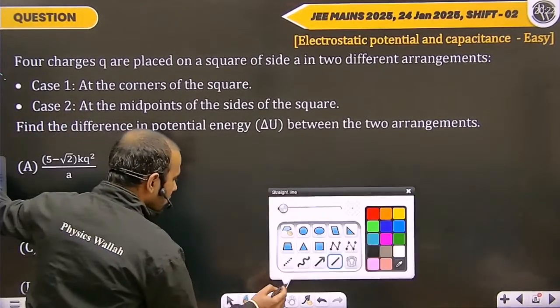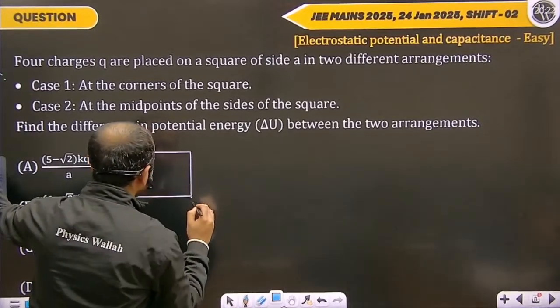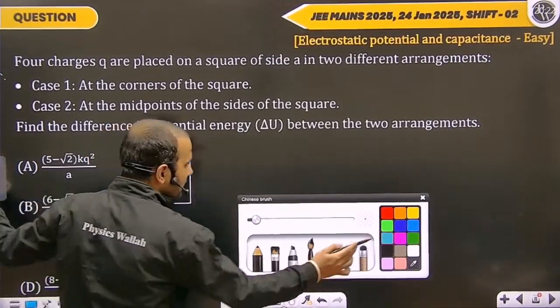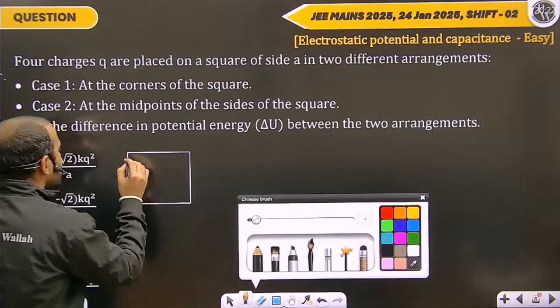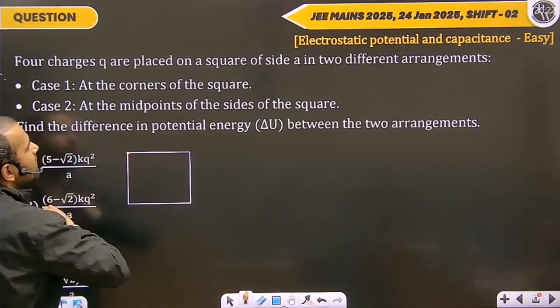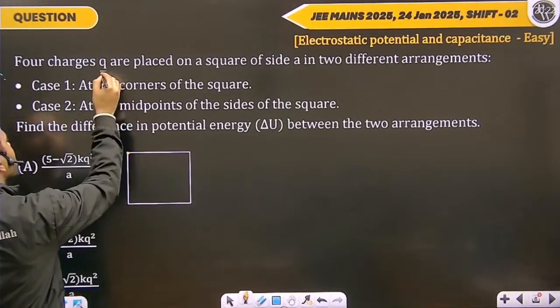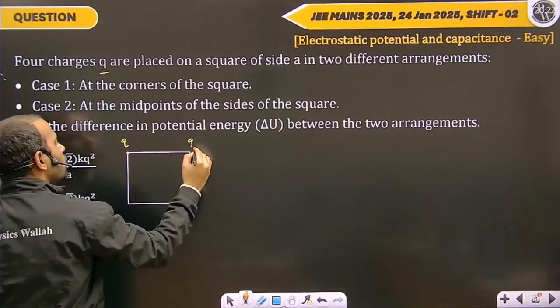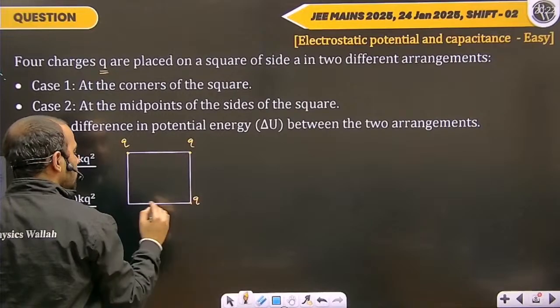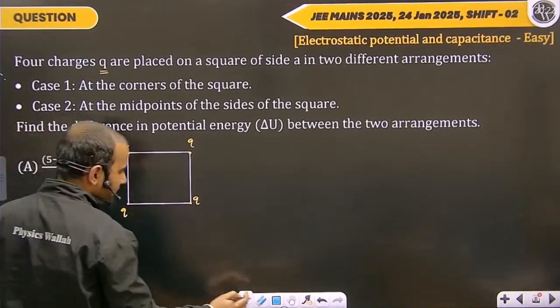Okay, so let us make a square. We are having 4 charges, right? The very first charge, all of them, I'm considering all, they have mentioned that all charges are equal to Q. So this is Q, Q, Q, Q, right?